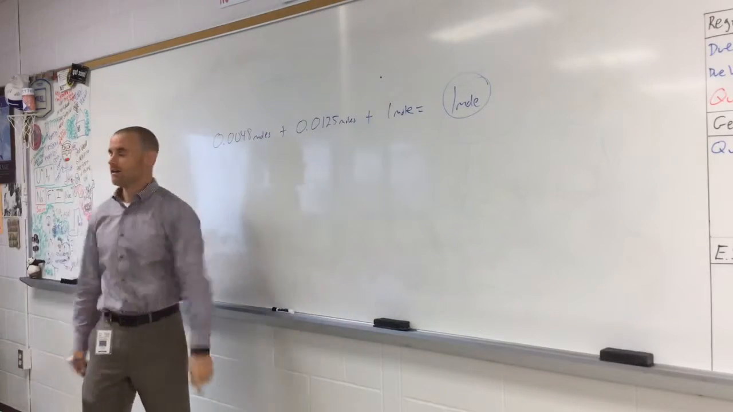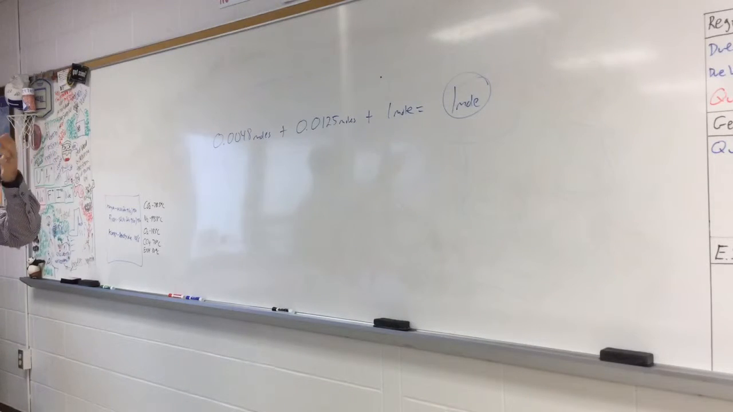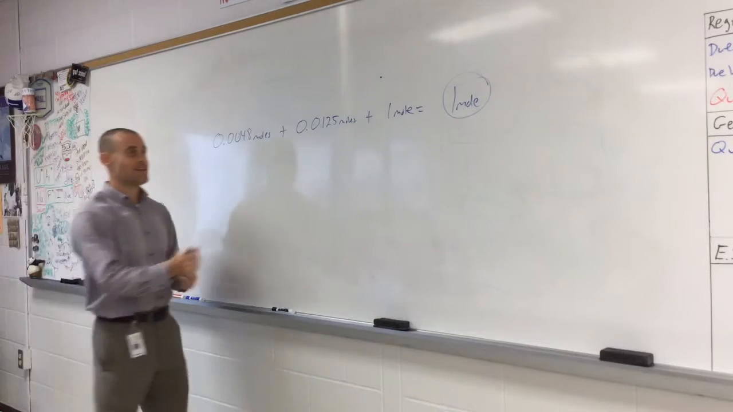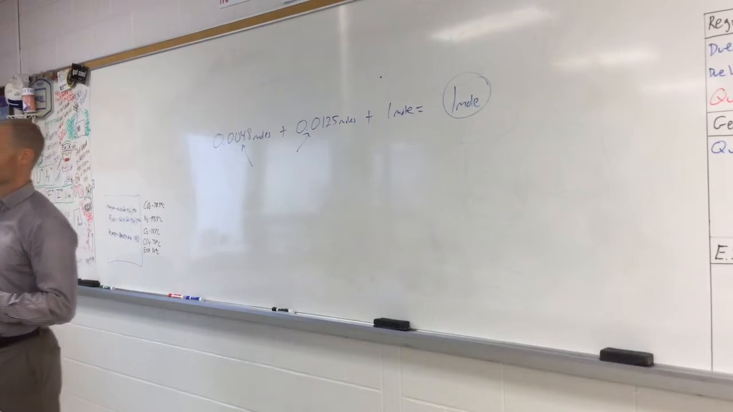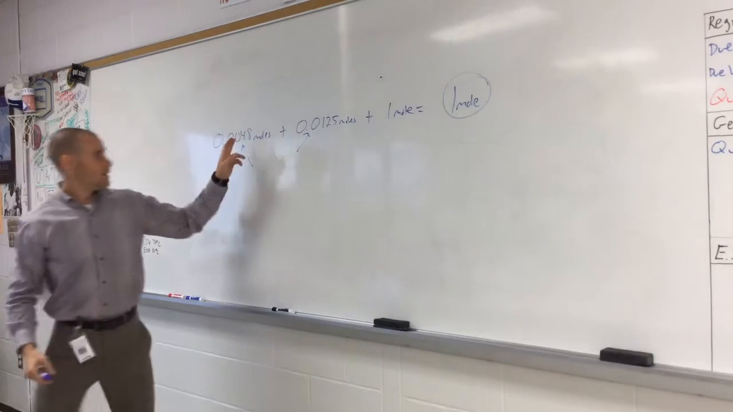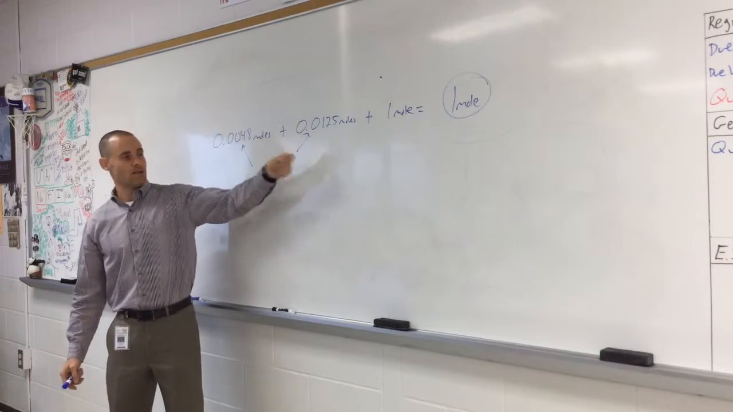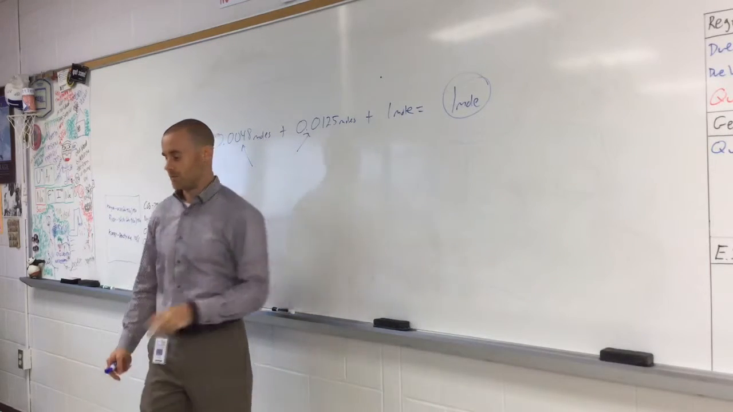But why? Why does this exist? What's going on here? According to the rules, what does that say about these 2 numbers? They're not significant. Are these numbers much smaller than 1? Yes. So let me give you an example.